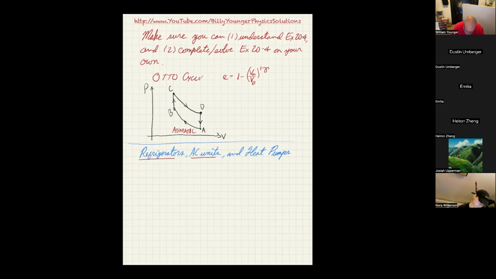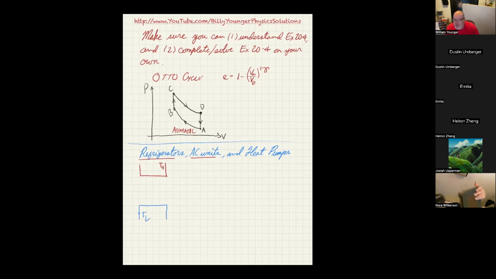And I'm going to draw a heat reservoir like this that has a temperature TH. And then there is going to be another heat reservoir down here at the bottom that has a temperature TL.